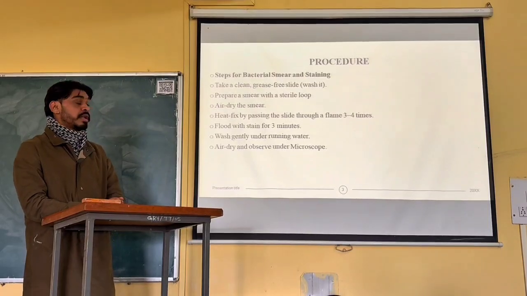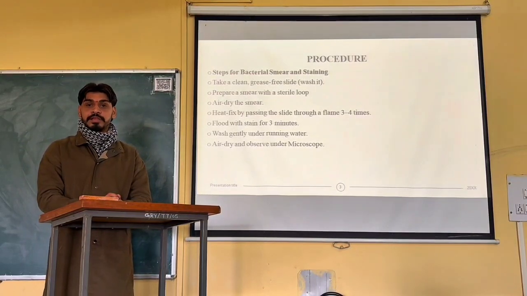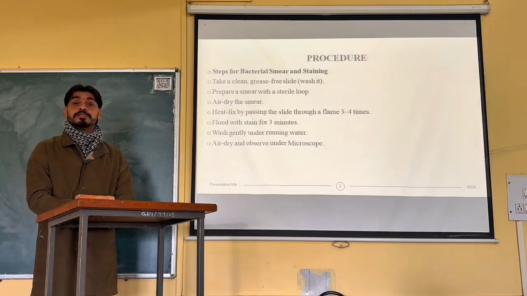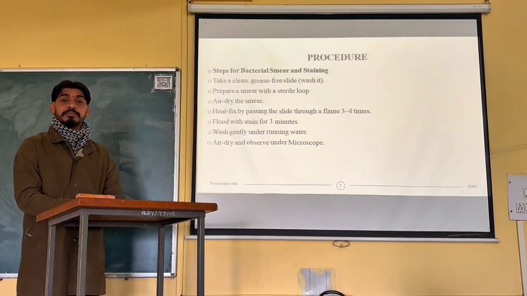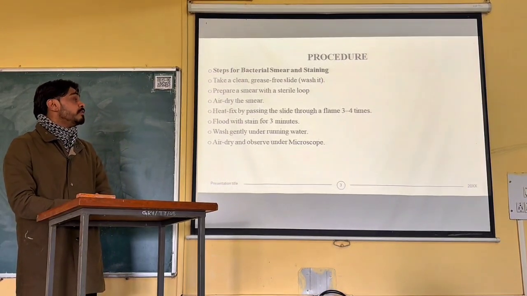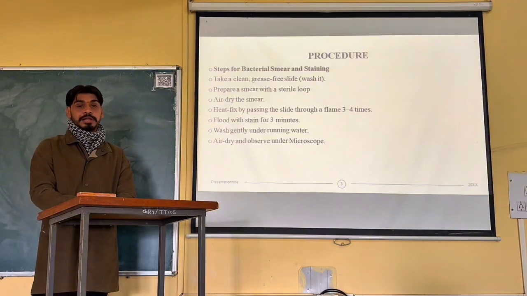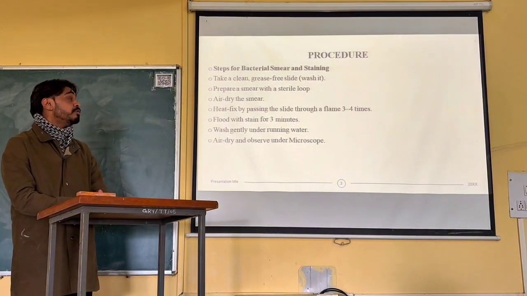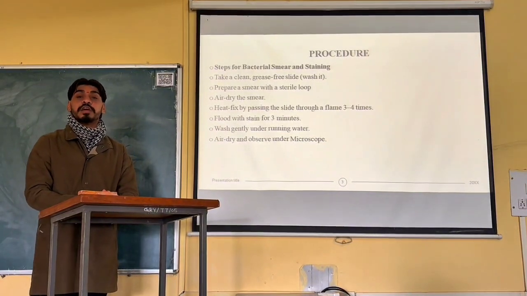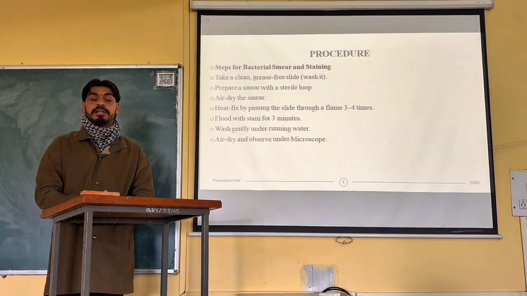Later, we have to prepare a smear with a nichrome loop, a sterile loop basically. Later, we have to air dry the smear near a spirit lamp. We have to flame the glass slide 3 to 4 times in this procedure. Later we have to heat fix by passing the slide through the spirit lamp. Then we have to flood the smear with stain for 3 minutes.